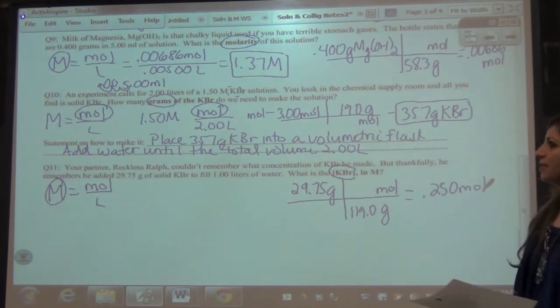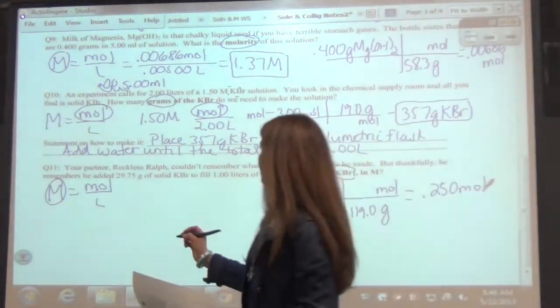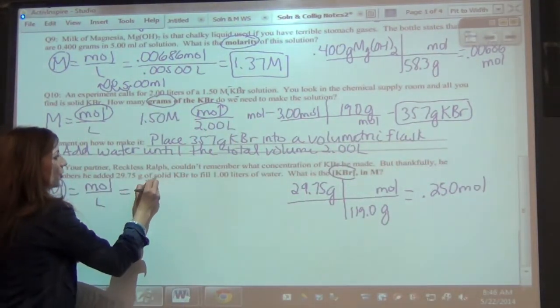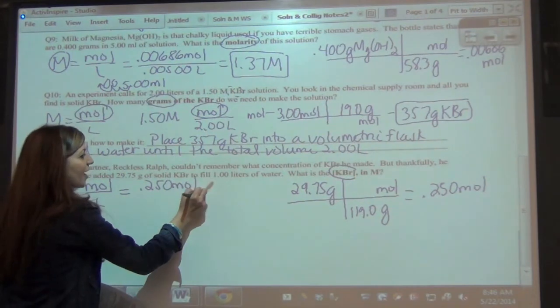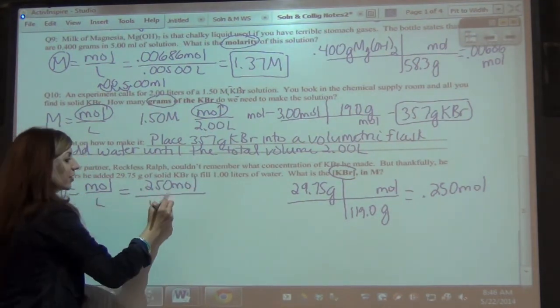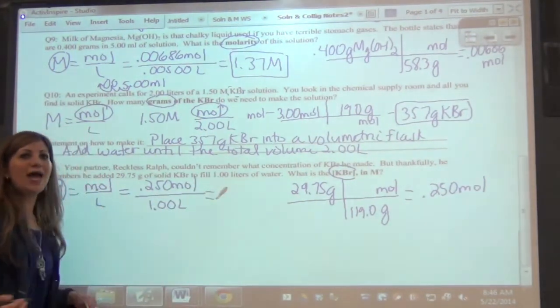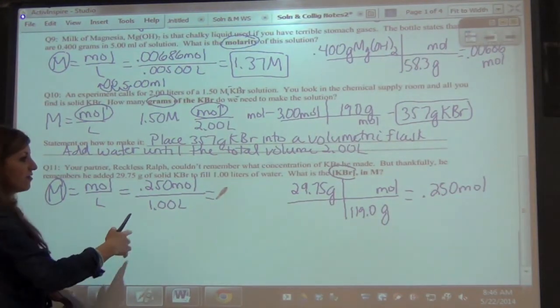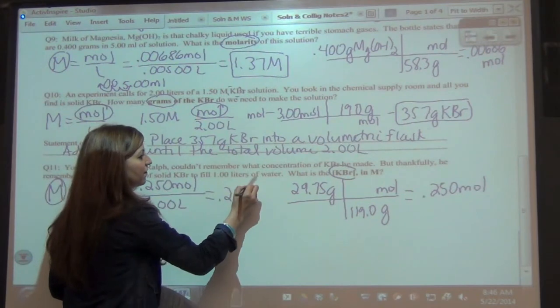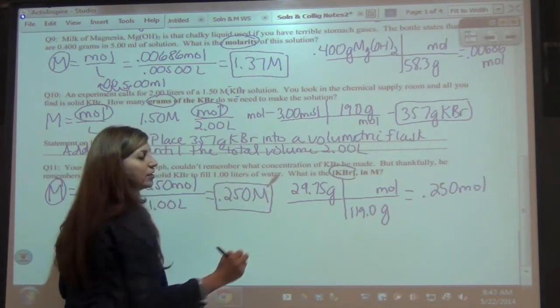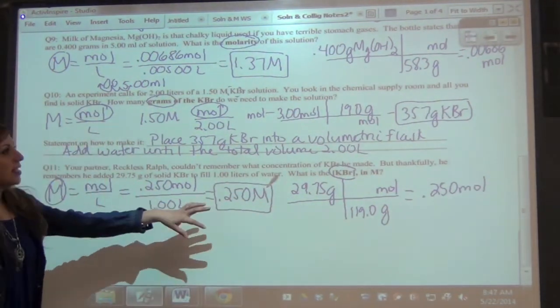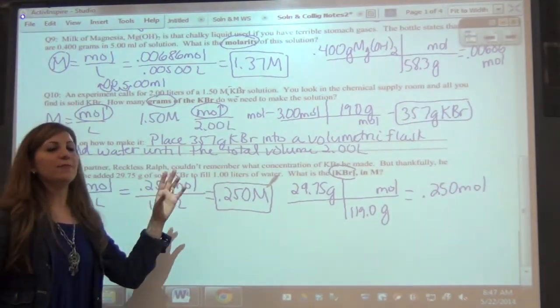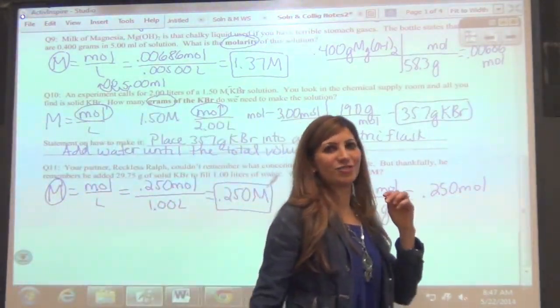0.250 moles. Now what? Now you set up your molarity here. Perfect. Set it equal to 0.250 moles divided by 1 liter. It's 1 liter anyway. So if you have a liter of solution, then your molarity is however many moles you have. So we get a 0.250 molar solution. If you're looking at concentration, the more moles you add, the higher your concentration is going to be.